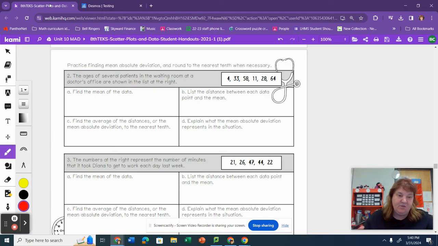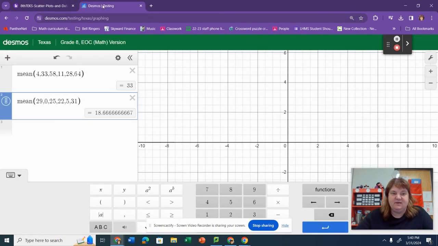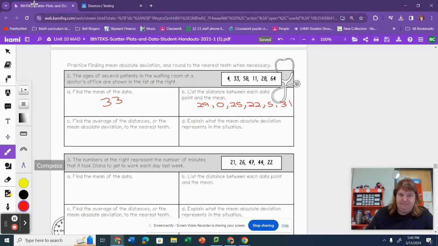So let's write this in here. So we're going to write over here 33. And the distances, our new data is 29, 0, 25, 22, 5, and 31. Okay. So then what did we say that this was? 18.7. Now let's explain what that data means. So the ages of several patients in the waiting room at a doctor's office are shown in the list on the right. Okay, so this right here is the ages.